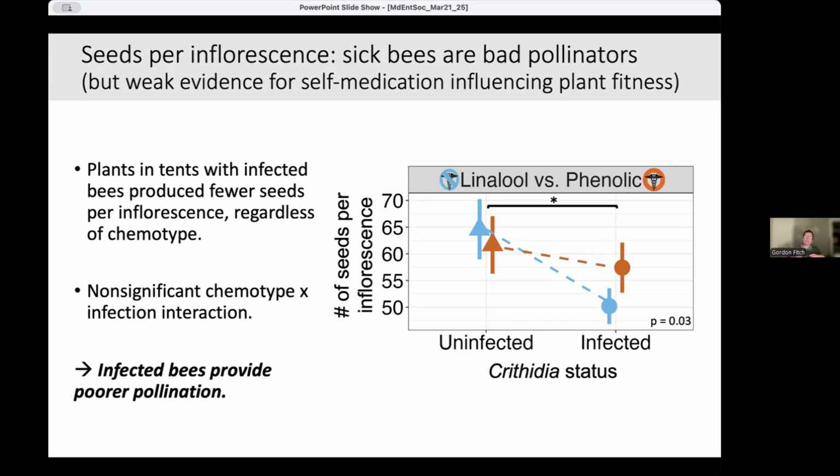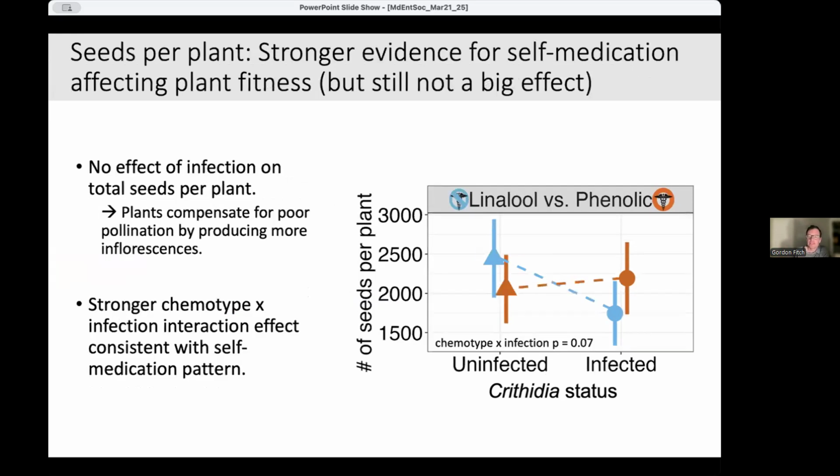Now I'm going to show you if we scale up. So instead of looking at how many seeds are produced by each flower head, we're going to look at the whole plant. And here we see more of a hint of self-medication happening, right? So here we see that the seed production in the non-medicinal linalool plants declines pretty steeply as we go from uninfected to infected bees. Still, those of you who are versed in statistics, a p-value of 0.07 is not exactly what you want to see. But maybe there's something going on there.